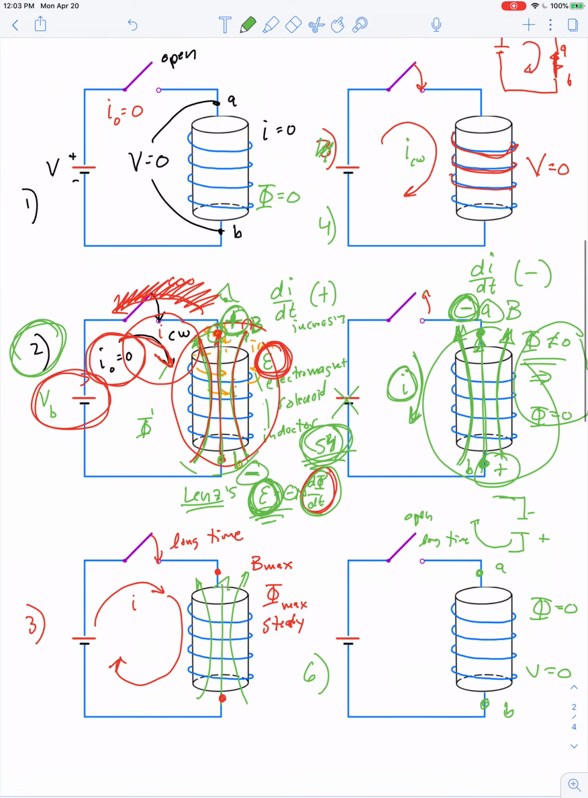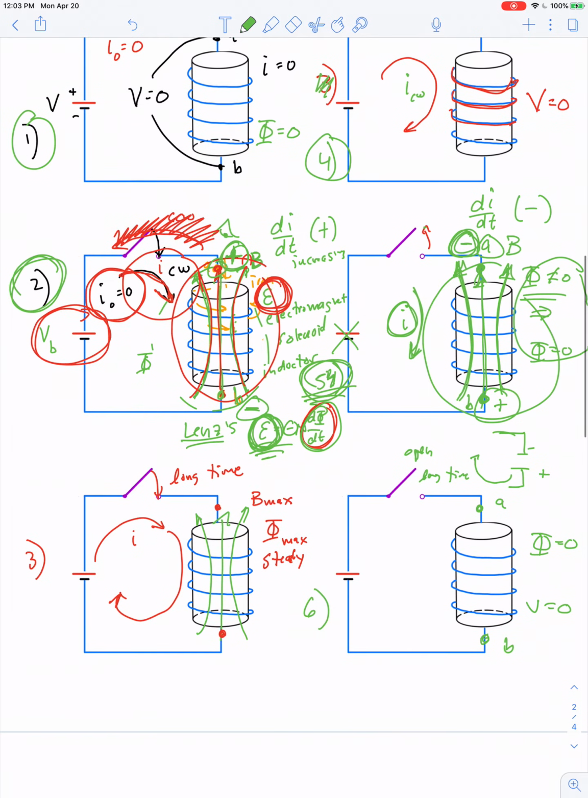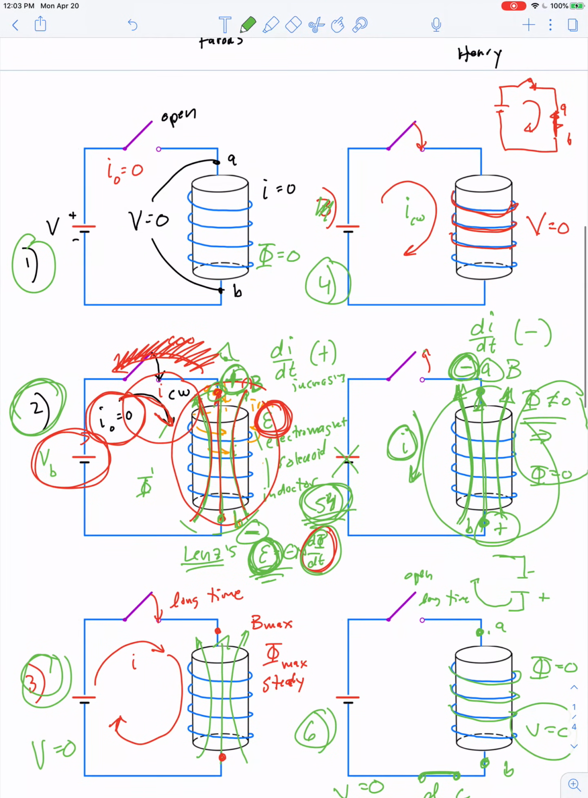But in all the other cases, 1, 4, 3, and 6, the voltage across the inductor is equal to 0. It would be just like trying to say, what's the voltage from point C to point D in this circuit? Well, if it's just bare wire between the two, there should be no potential difference at all. So why should it matter if the bare wire is in a coil? It should be that the potential from A to B is equal to 0, and indeed it is in case 6, in case 3, in case 1, and in case number 4.